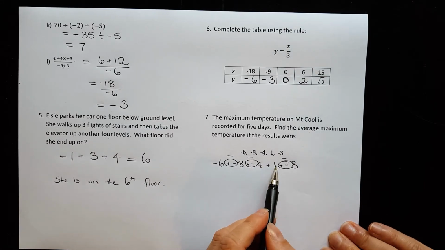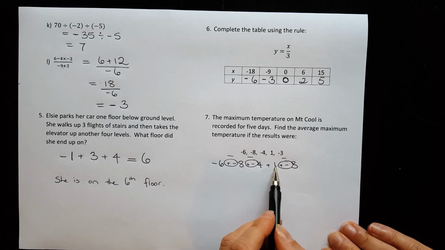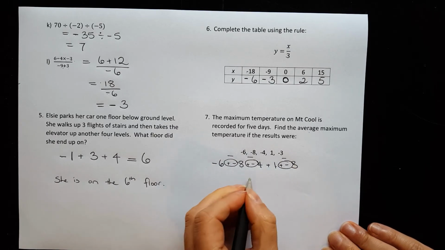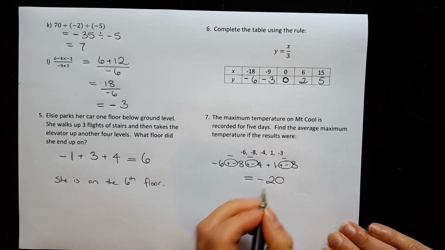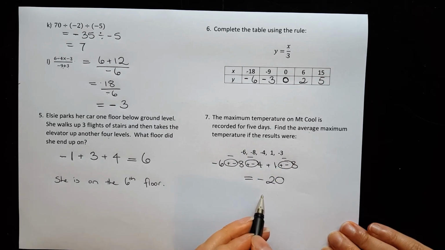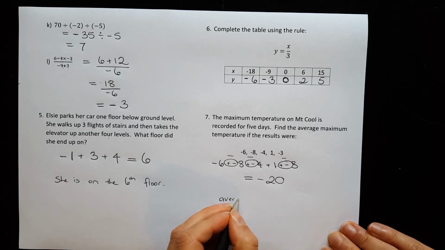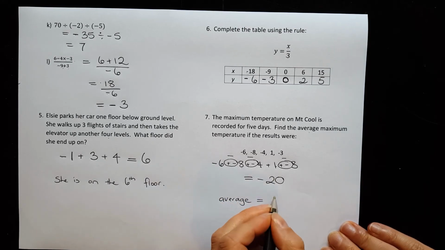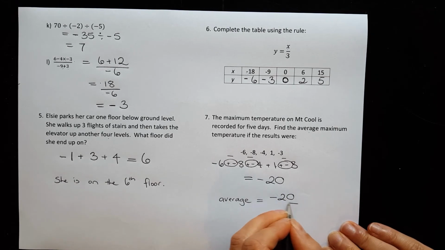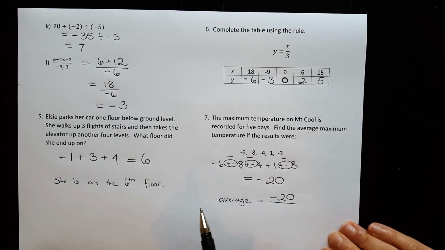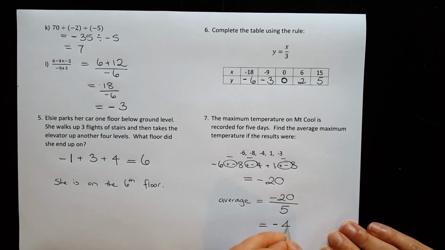Then we want to add 1, so we're going to be at minus 17. And minus 3 will make minus 20. So adding all those together, we get minus 20. But the average is the total of all of them added up, which is minus 20, divided by how many days there were. So there were 5 days. So we need to divide that by 5. Okay, so a negative number divided by a positive number is a negative, and 20 divided by 5 is 4.